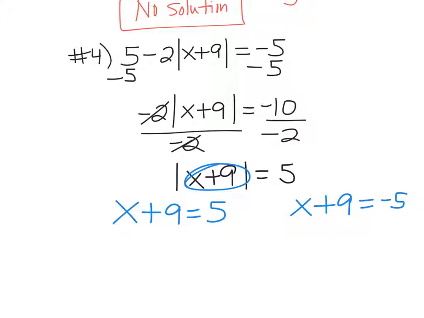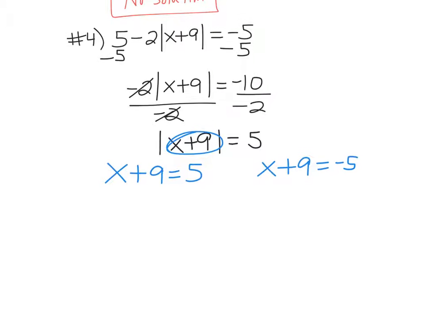I said and, but I should have said or, because you can't equal 5 and negative 5 at the same time. All right, so let's go ahead and solve these. x would equal negative 4, or x would equal negative 14.